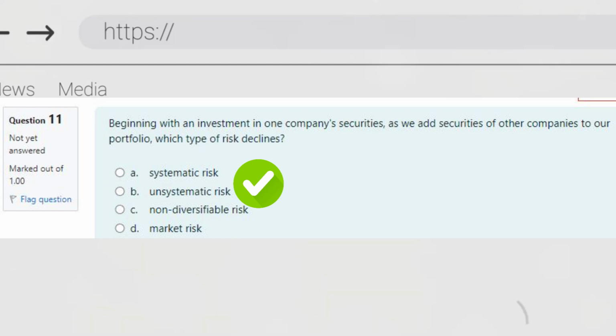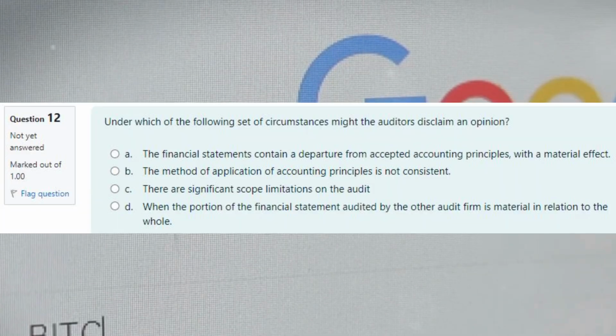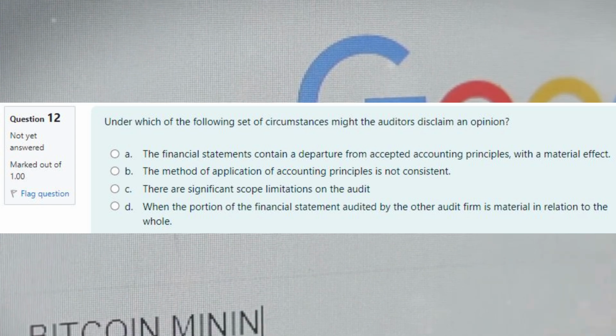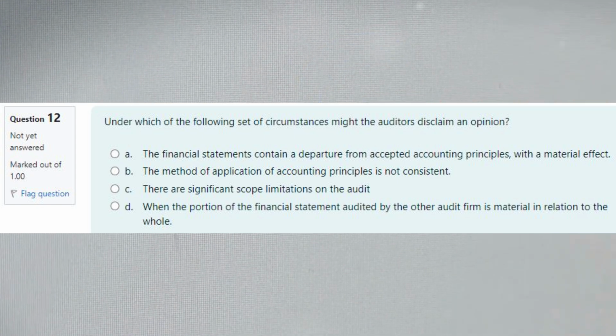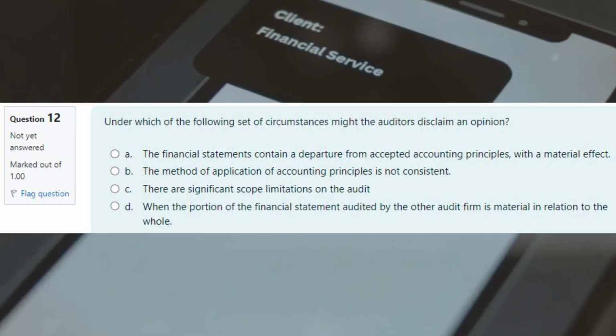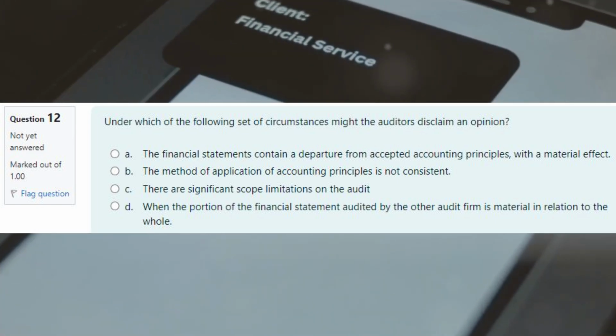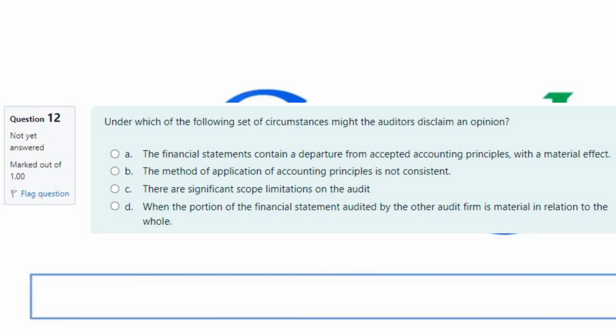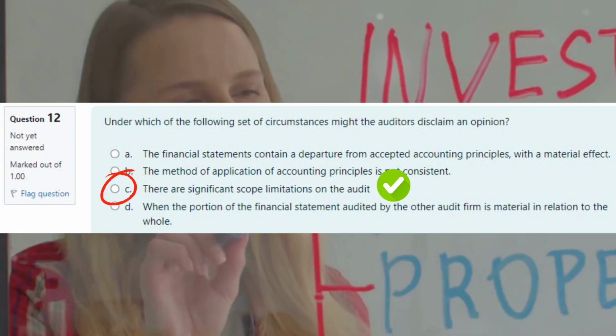Now, let's discuss what happens when auditors face obstacles in examining a company's financial statements. On question number 3. In which situation might auditors say they can't give an opinion on a company's financial statements? A. The company is profitable. B. The audit was completed early. C. There are significant scope limitations on the audit. D. The company has good internal controls. The answer is C.